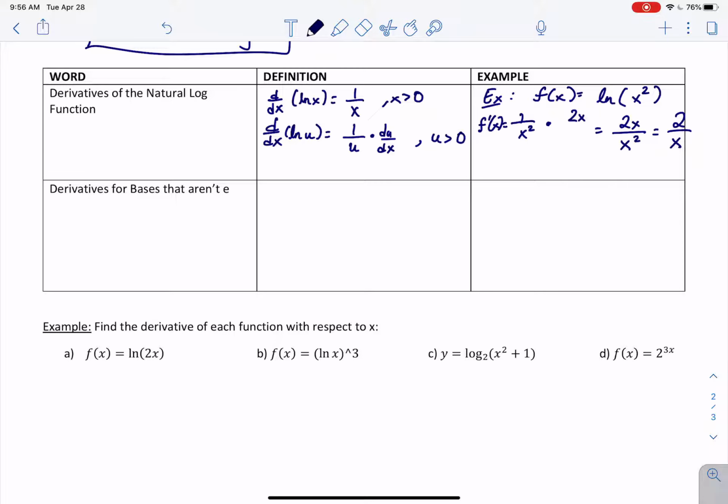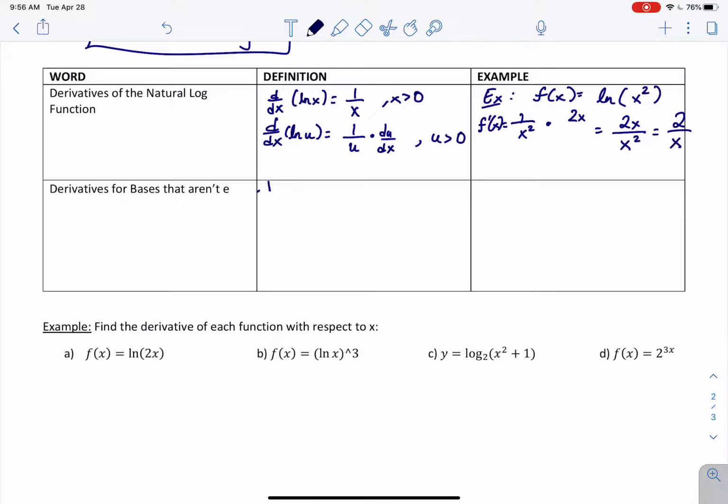The other thing we want to do with derivatives is, what if the base isn't e? Because we've looked at a bunch of derivatives here where the base is e. We've done the derivative of e to the x, we've done the derivative of natural log of x, but what about if it's 2 to the x, or 3 to the x, or log base 5 of x? So those are also derivatives we want to know how to take. So let's look at how to find those derivatives.